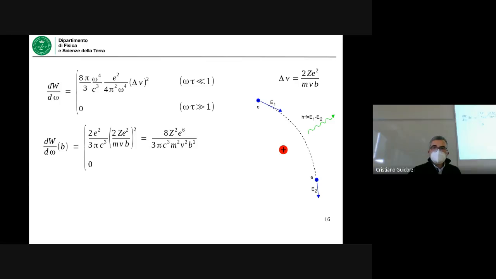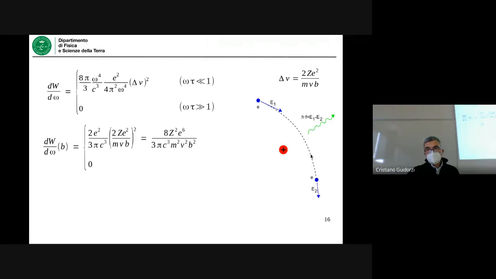So just by replacing delta v into this, you first notice that you have a dependence on the atomic number squared of the ion, e to the 6. In particular, in the denominator, you have 1 over m squared, v squared, b squared. This is important. Here is just a sketch of what's going on.